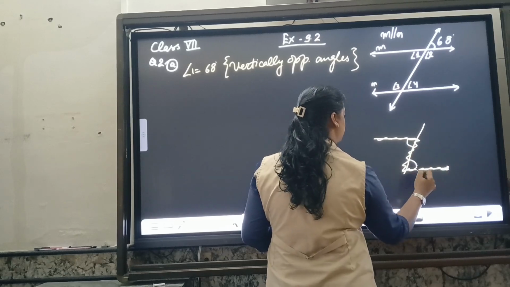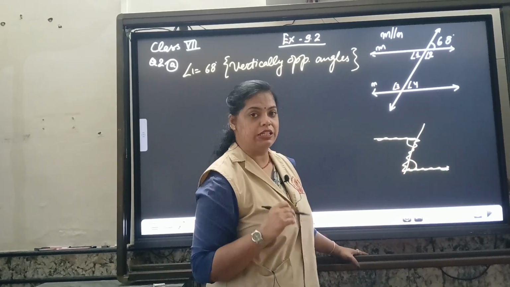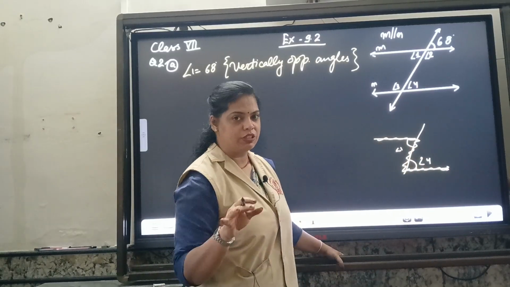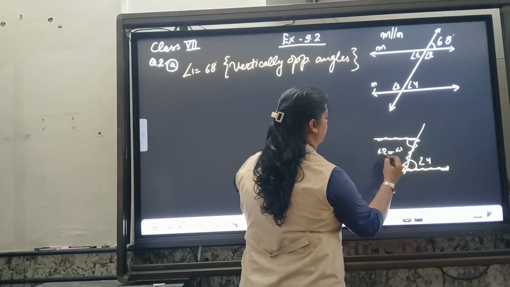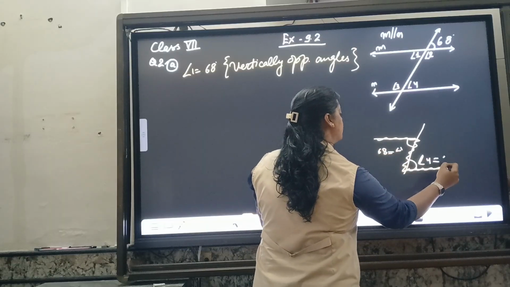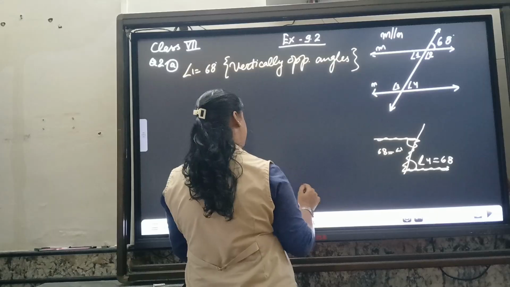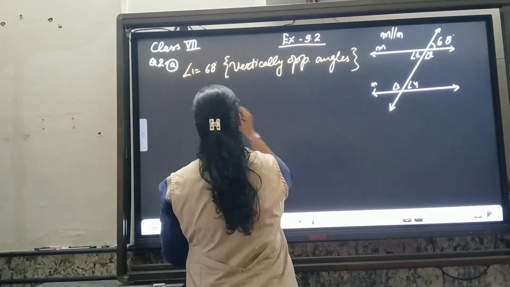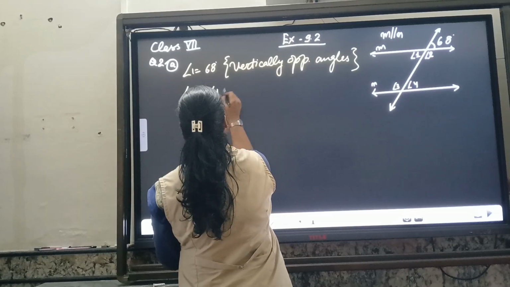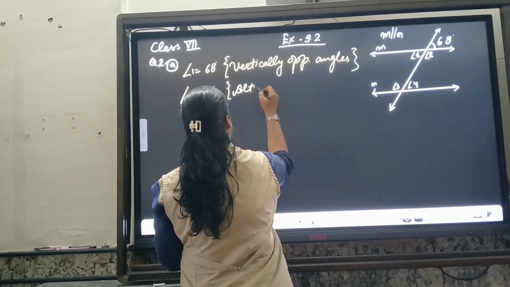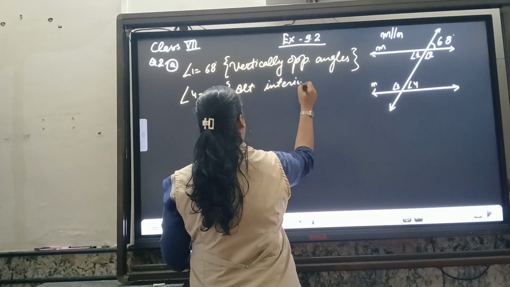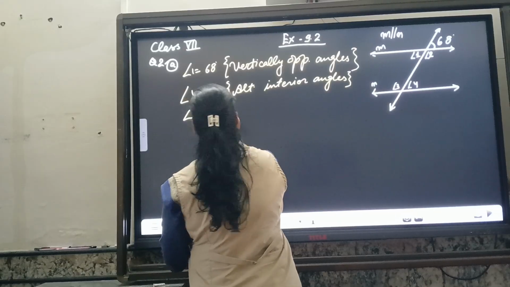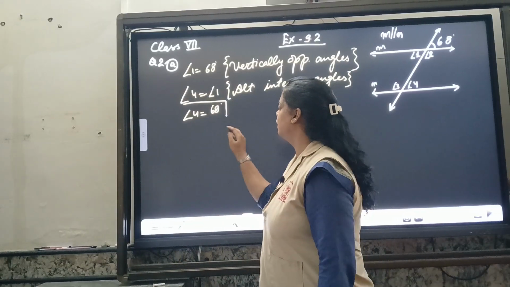Angles forming such a shape are known as alternate interior angles, which means angle 1 should be equal to angle 4, and we already know the measure of angle 1. Yes, it is 68. So angle 4 must be equal to 68. The reason we will write: these are alternate interior angles, so their measure will be equal. Angle 4 is equal to angle 1, alternate interior angles are equal. So in place of angle 1, I will write 68 degrees.